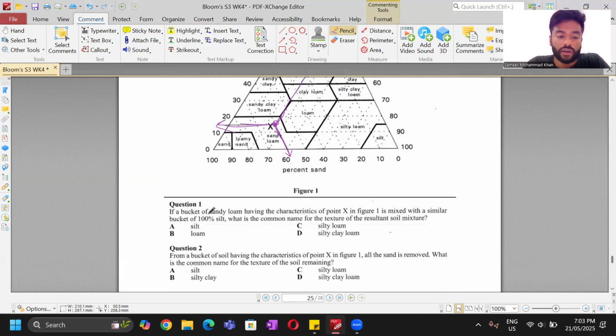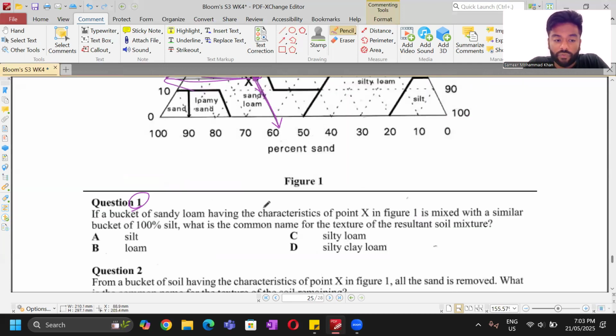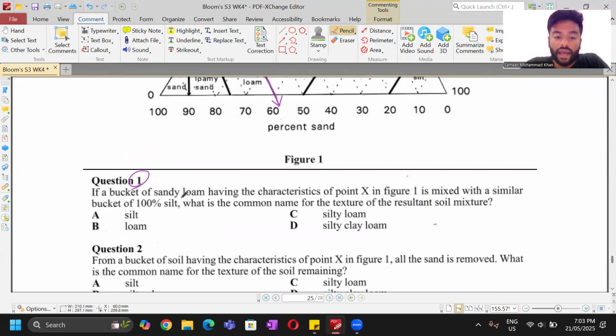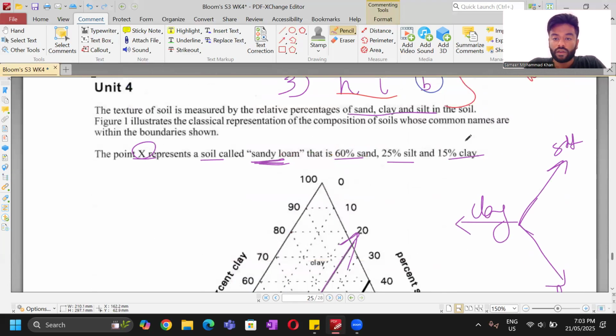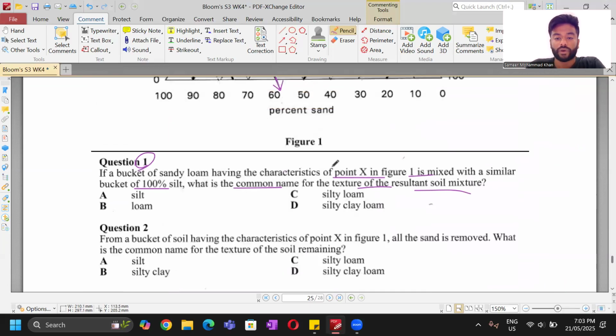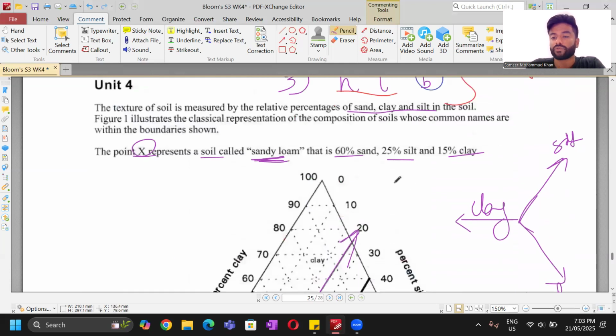All right, let's do question 1. In a bucket of sandy loam having the characteristics of point X in figure 1 is mixed with a similar bucket of 100% silt, what is a common name for the texture of the resultant soil mixture? All right. So this is a question on ratios. You've got bucket X mixed with another bucket, but this time around the bucket has 100% silt. What is the resulting mixture?